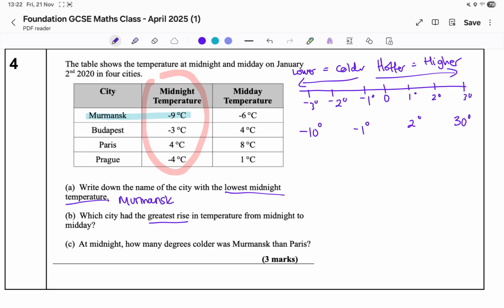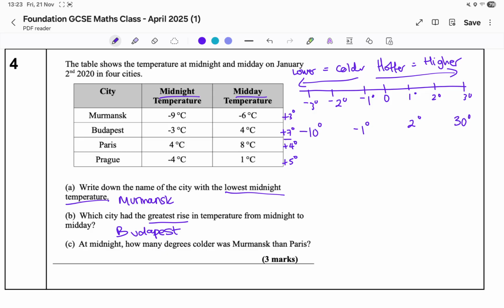Which city had the greatest rise in temperature from midnight to midday? So for this question, we need to look at the difference between midnight and midday. So I can see Murmansk went from -9 to -6, so it increased 3 degrees from midnight to midday. Budapest went from -3 to +4, so it increased 7 degrees. Paris went from 4 degrees at midnight to 8 degrees midday, so it increased 4 degrees. And Prague went from -4 degrees to 1 degree, so it increased 5 degrees. So we can see the one with the greatest rise in temperature is Budapest, because it increased +7 degrees.